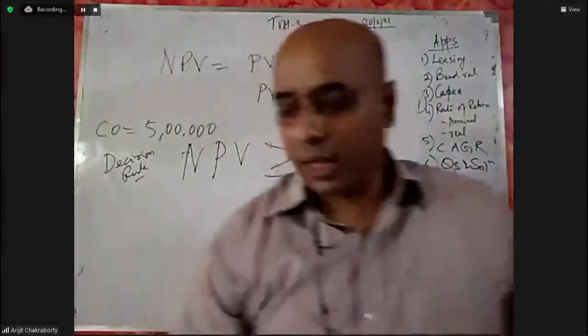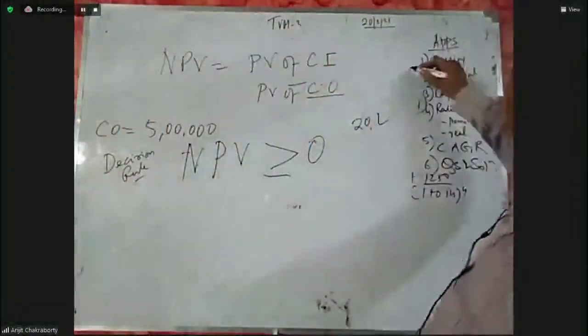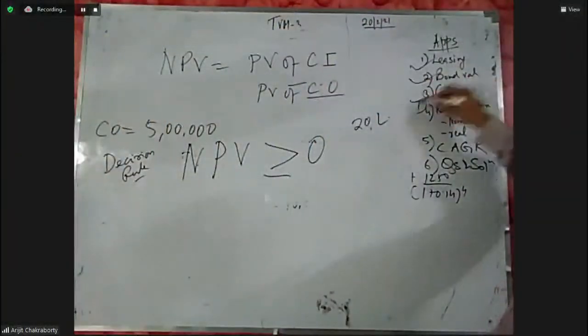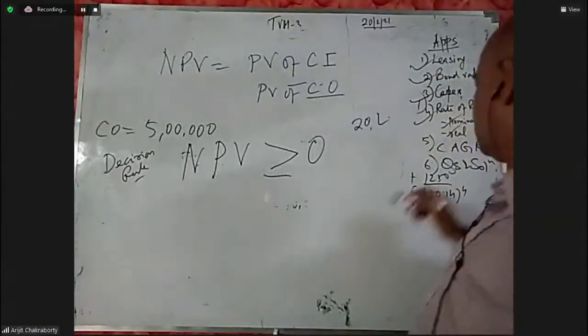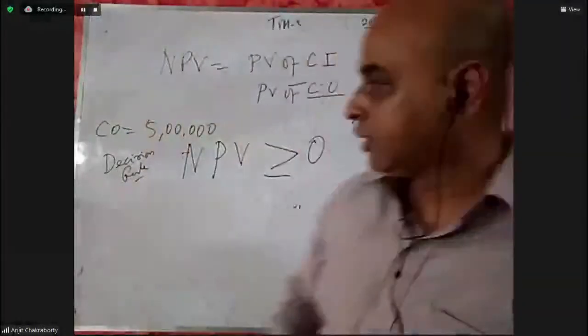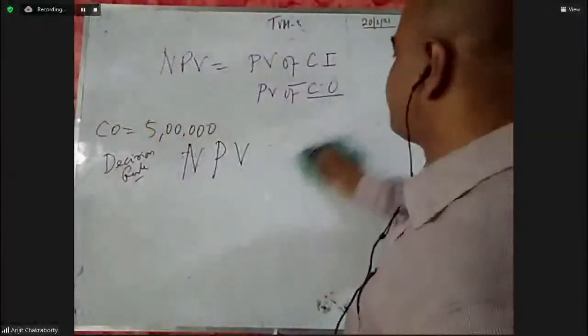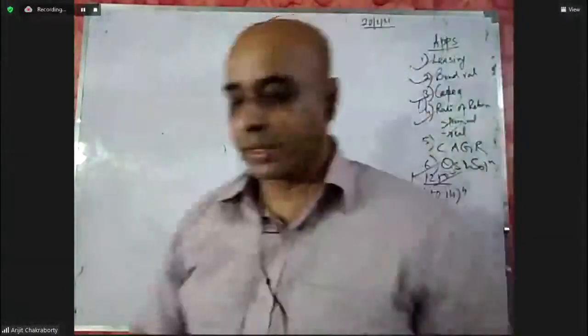Now we go to the last 2 points: nominal rate of return. So we have done the leasing part. Bond valuation done. Capex done. We take the rate of return now, nominal and real, and questions also we have done, and then we will close with the CAGR. Okay. So now we take what is nominal rate of return and real rate of return.